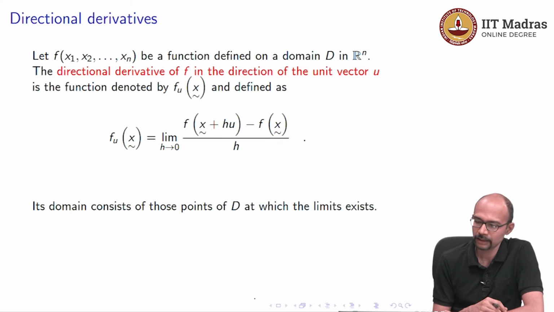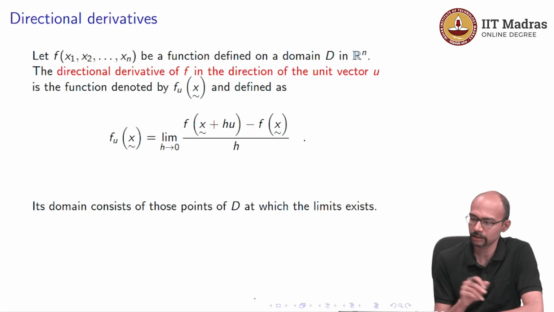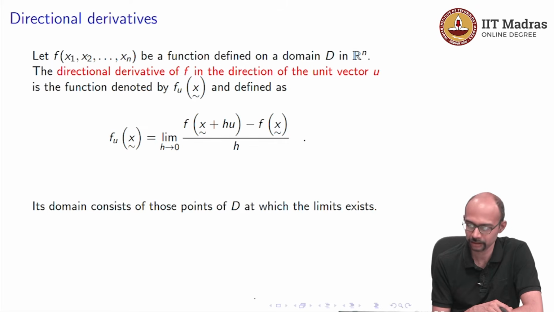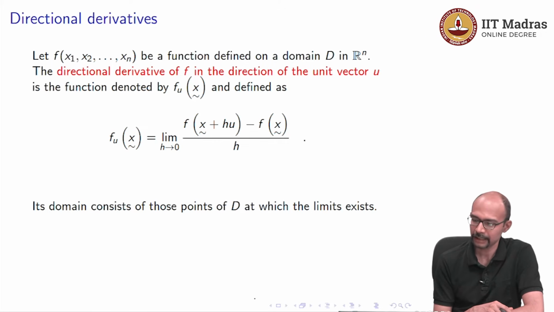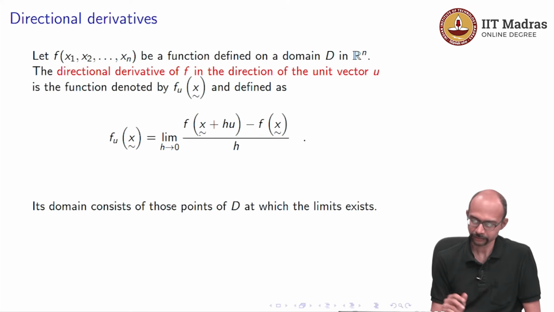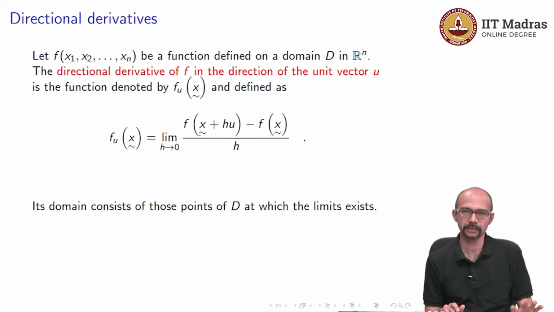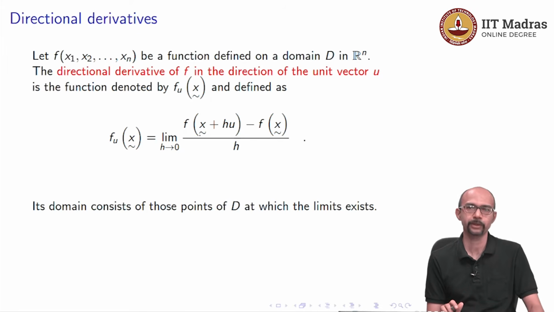The notation is f subscript u. Earlier we had f subscript x_i. Here instead we have f subscript u, where u is the unit vector in whose direction we are computing this directional derivative. The definition is exactly the same. Because we are treating it as a function, we do this at x, and the domain of this function is exactly those points of D at which the limit exists. If the limit does not exist, we do not talk about directional derivatives at that point, and if the limit exists, you define the function over there.